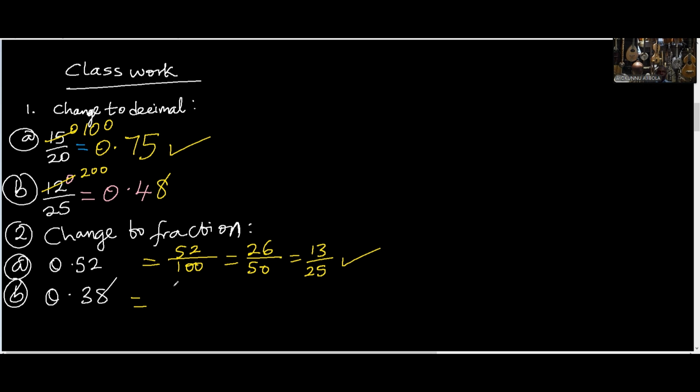Then this is 38 over what? 100. So if it's only one digit, you use 10. If there are three digits, you use 1000. But this is two digits, that's why we use 100. Then 19 over 50. We cannot divide it further, okay? Because of 19. Is that clear?